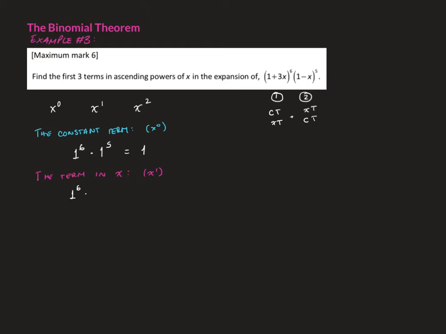And that is the coefficient 5 choose 1, 1 to the power of 4, times minus x to the power of 1.